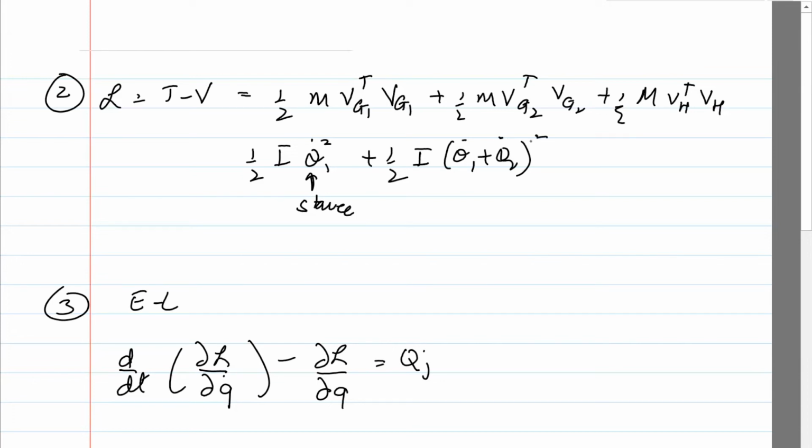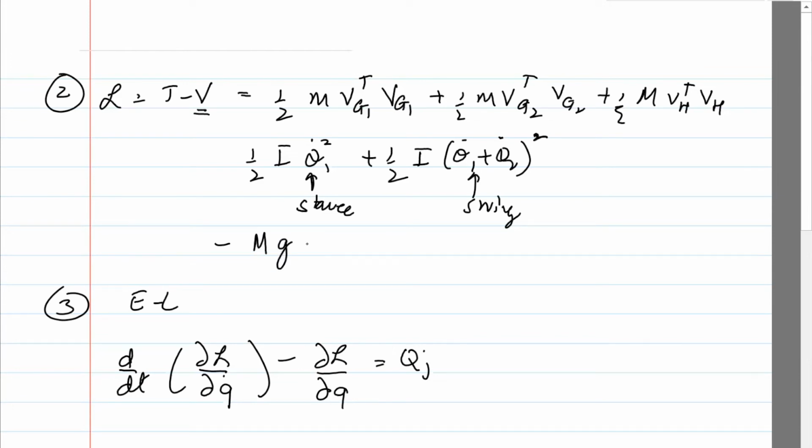So theta 1 plus theta 2, because the absolute angle made by the stance leg is theta 1 and the absolute angle made by the swing leg is theta 1 plus theta 2. So I need to do theta 1 dot plus theta 2 square. So this is the swing leg.